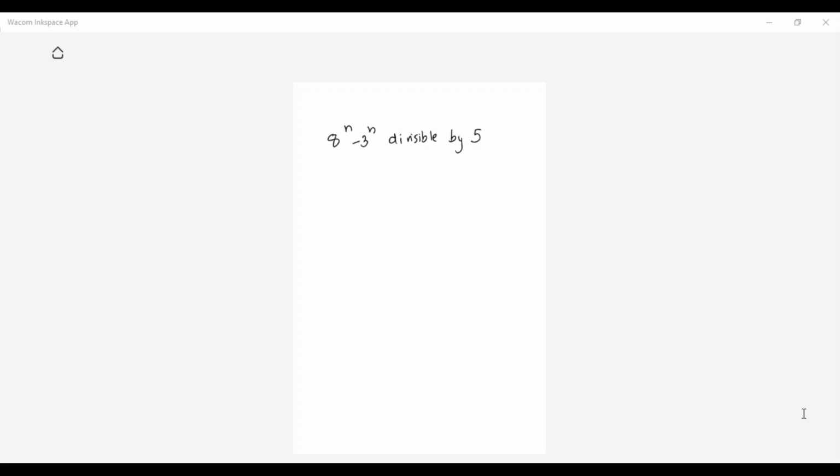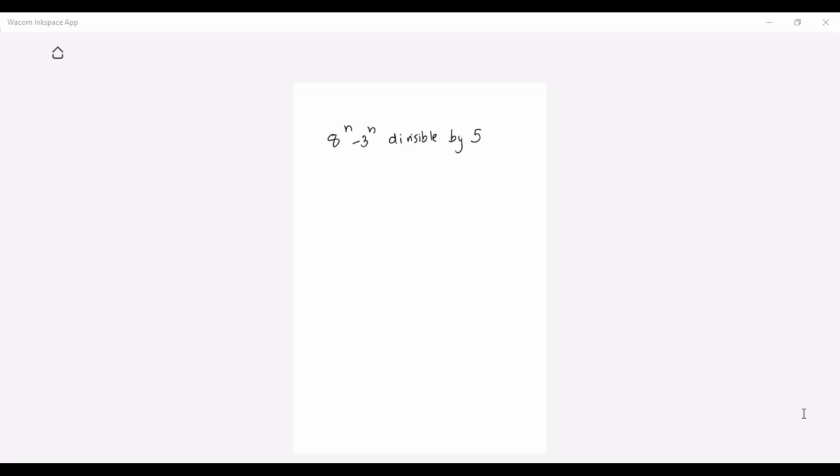Which term? In our hand, we are having 8 raised to k minus 3 raised to k. And what we need to prove? Divisible by 5. So whatever is in our hand, we need to concentrate on that term and try to get that term by simplifying or arranging the terms. Are you getting what I'm trying to say?